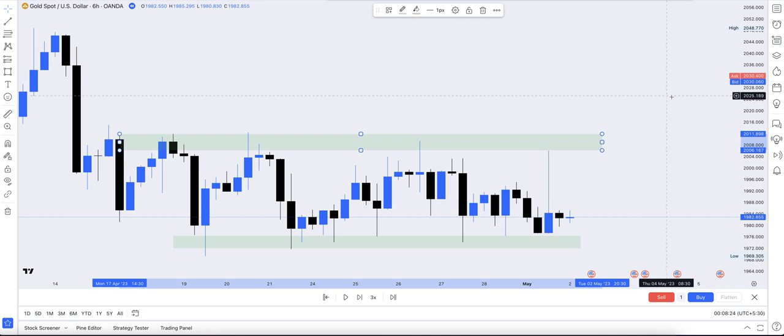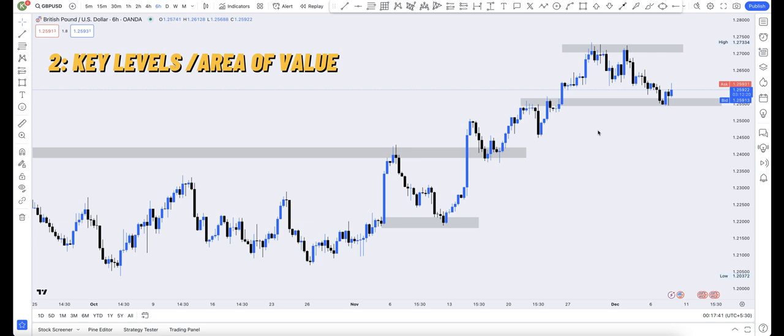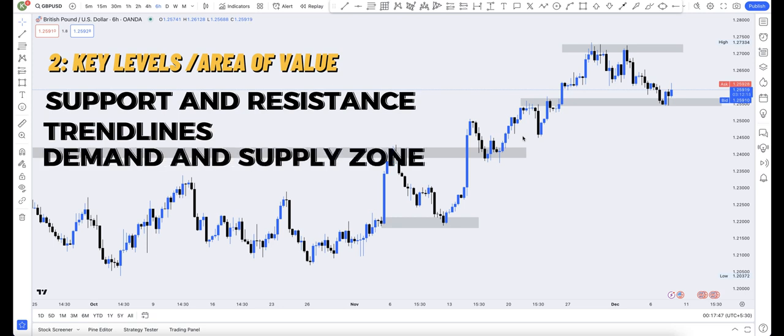Now let's move to the second thing you have to look out for before you enter a trade. The next thing you have to look out for is your key levels or areas of value. Your areas of value can be your support and resistance zones, your trend lines, your demand and supply zones, moving averages, and so on.